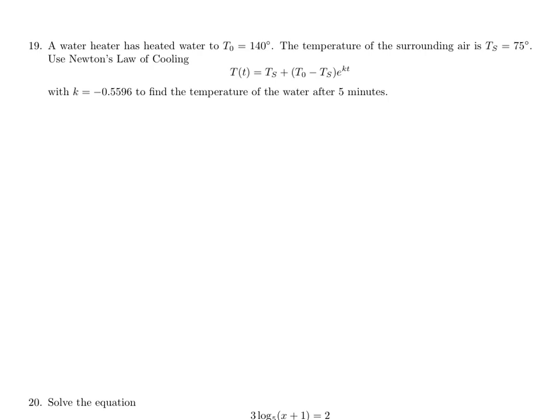The TS is 75, so this is going to be 75 plus T sub 0 is 140 minus TS is 75 times e to the KT. K is negative 0.5596 times T is 5. And so they gave you everything you need. All you have to do is plug that in your calculator.